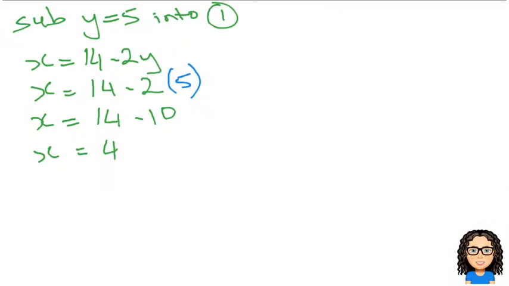So I'm just going to write that out as my final solution now. The x and y coordinate where they meet is when x is 4 and y is 5. And there's our solution.